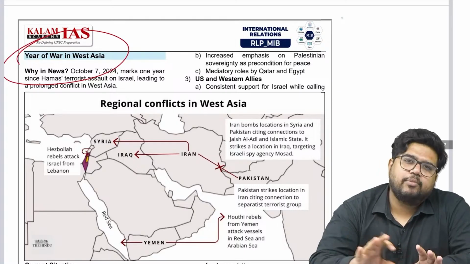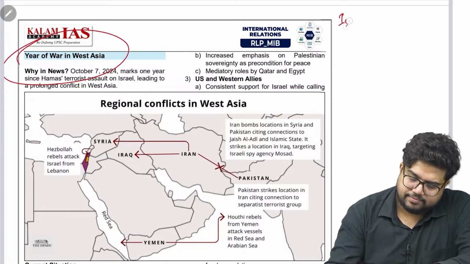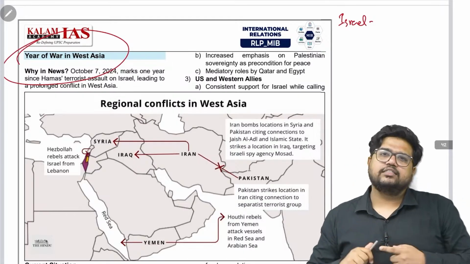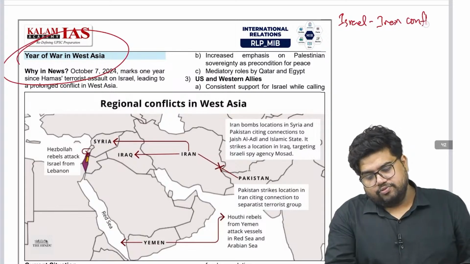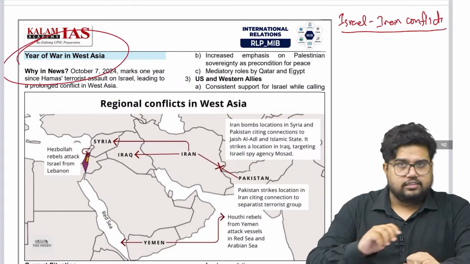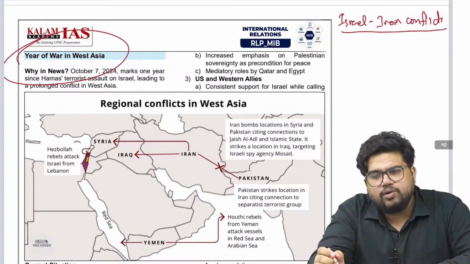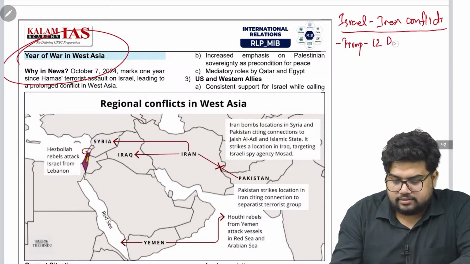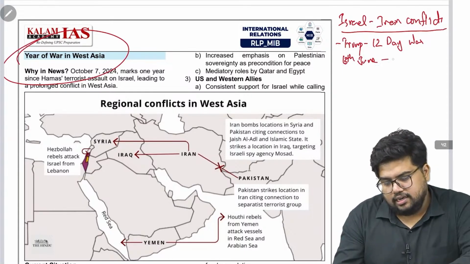On top of all of this, we have this recent development of the Israel-Iran conflict. If a question comes on West Asia, your answer should not be limited to the Israel-Iran conflict. There are a lot of other conflicts happening in West Asia and your answer should have dimensions related to other wars also. Now, in particular, the Israel-Iran conflict, what exactly is this called? Trump called this the 12-day war because it started on 13th of June and it lasted 12 days.